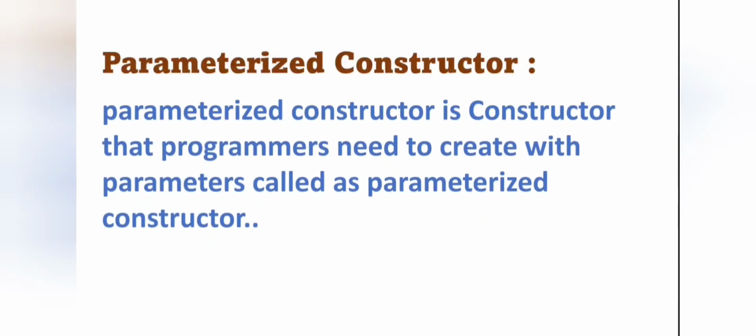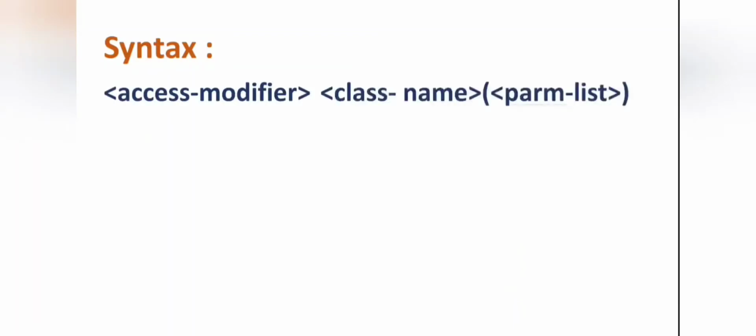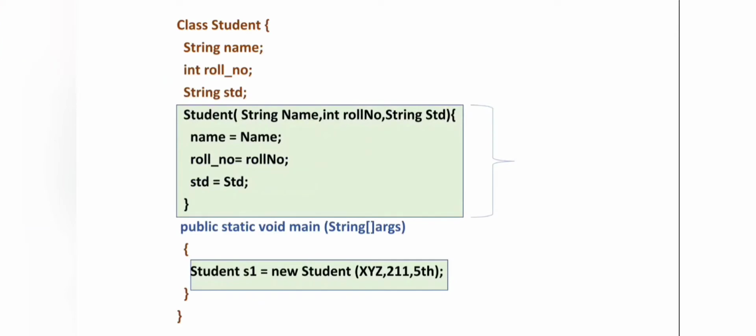Now we are going to discuss the parameterized constructor. A parameterized constructor is a constructor that programmers need to create with parameters. We can use the following syntax for a parameterized constructor. First we write the access modifier, and next to the access modifier there will be the class name, and then we pass parameters to the parameterized constructor, and the constructor body is surrounded by opening and closing curly braces. So we can write a parameterized constructor like this.